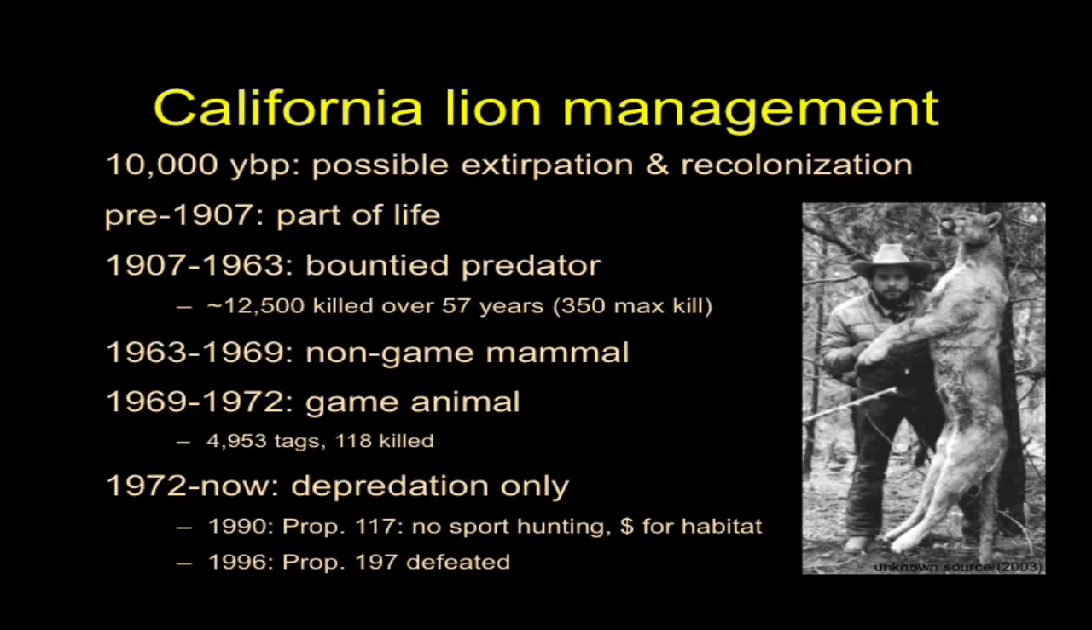Over this brief couple-year period, almost 5,000 people said, yep, I want to shoot one of those. So they've been a popular hunting target for a long time. In this brief period, we killed somewhere around 118 individuals. Then we entered the modern era. The modern era began in California in 1972 for mountain lions.